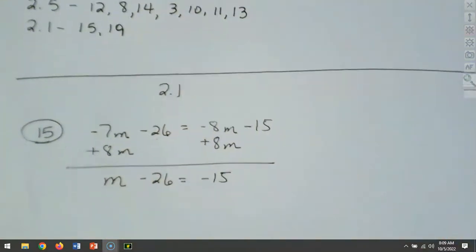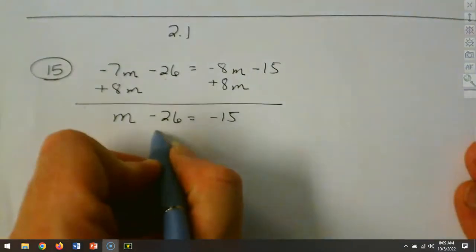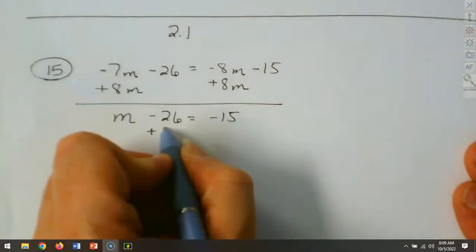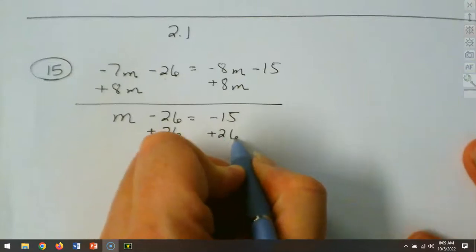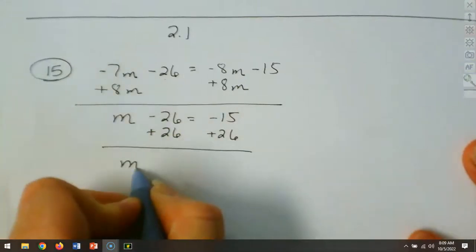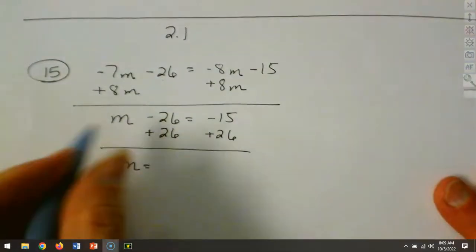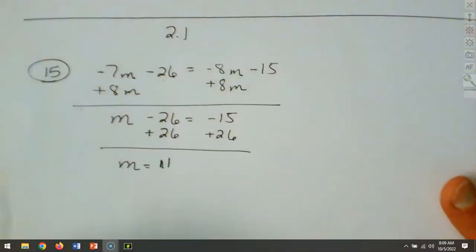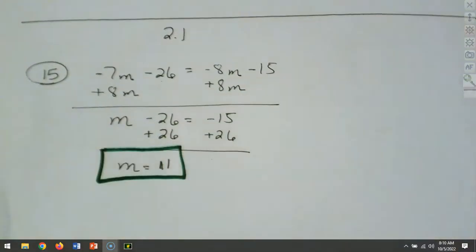What's my next step? Okay, well, what would I do next? We're going to do what? Yep, get the numbers on the right. So that 26 is negative. So how do I get rid of it? Add it. And what does that give you? Well, we've got 26, right, minus 15. 26 is the larger number. That's a positive. So my answer then would be m equals 11.